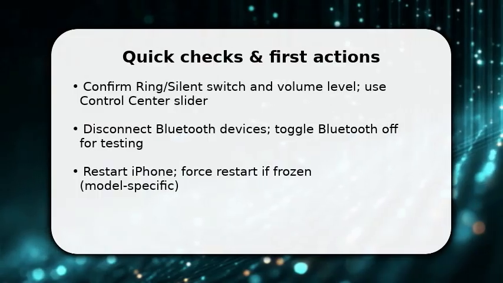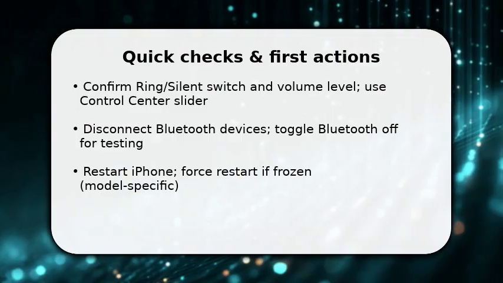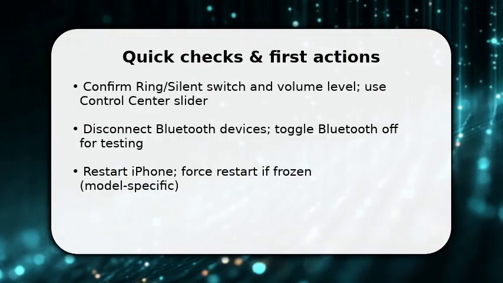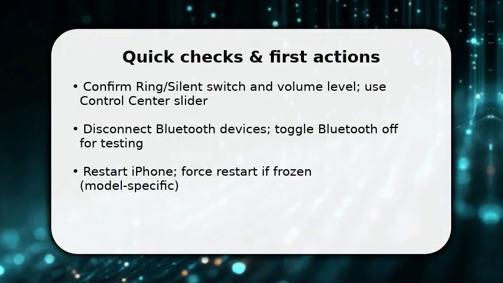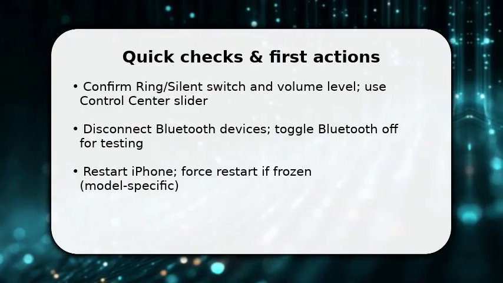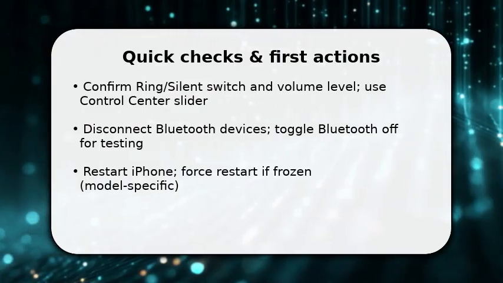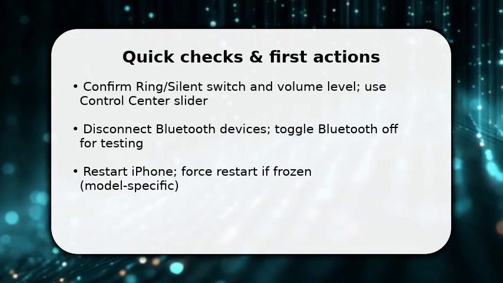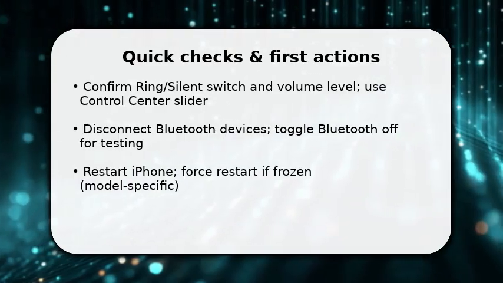You start by eliminating the obvious blockers. Check the ring/silent switch and raise volume in Control Center so the phone can actually play sound. Once done, disconnect any Bluetooth speakers or headphones because audio often routes there. Toggle Bluetooth off to be sure.